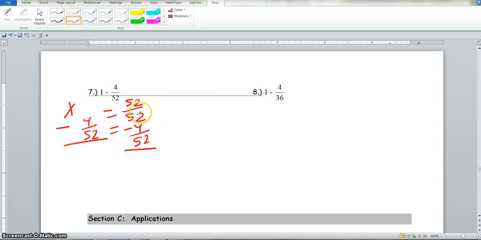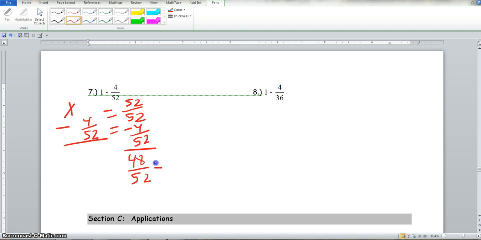Okay, class, picking up where we left off. We have borrowed from this one here because we didn't have a fraction. So what I told you is the one that we borrowed, we made the fraction according to this denominator. So this fraction would be 52 over 52 minus 4 over 52, because we can only subtract or add when we have the same denominator. So 52 minus 4 is 48, and our denominator would still be 52.